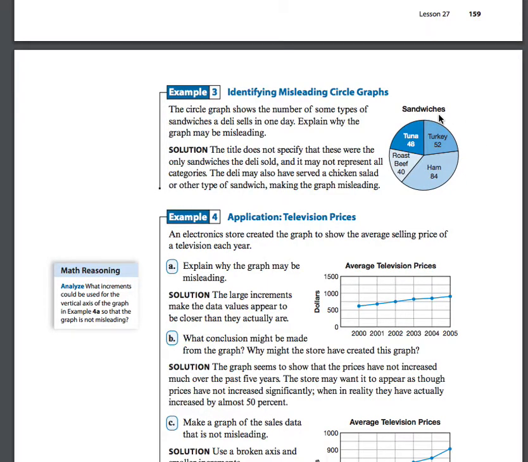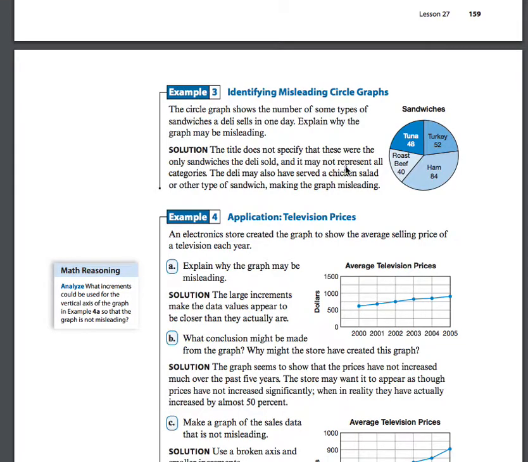Well, you and I both know that when we're referring to a circle graph, it's supposed to represent the total. Now, this says that it's showing some types of sandwiches. The title does not specify that these were the only sandwiches that the deli sold, and it may not represent all categories. A circle graph is supposed to represent the total or the whole.